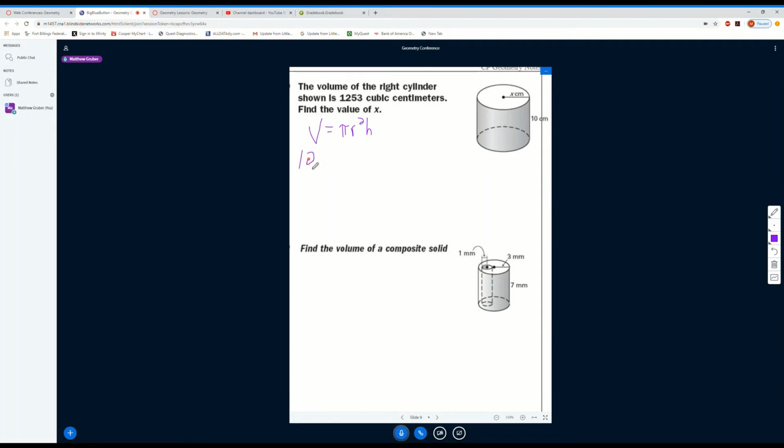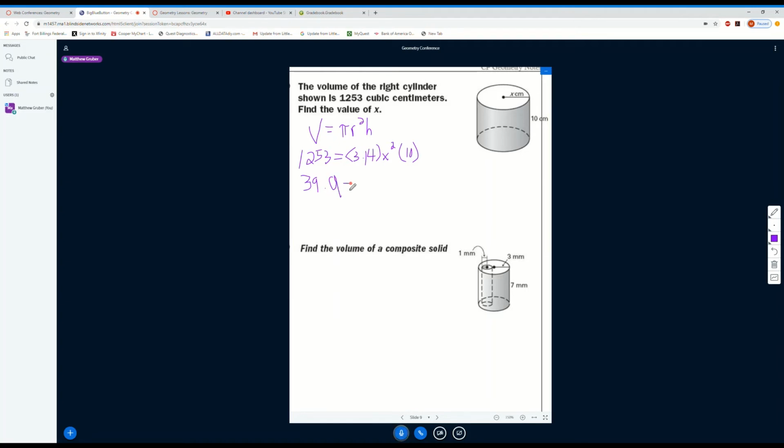We know the volume is 1253. They gave us the volume. We're going to use 3.14 for pi. We're trying to find the radius, so r squared, that represents x squared, so I just got to solve for x squared. Okay, so I need to divide both sides by 10 and by 3.14. So do 1,253 divided by 10. Take that answer, divide it by 3.14, and you get 39.9 equals x squared.